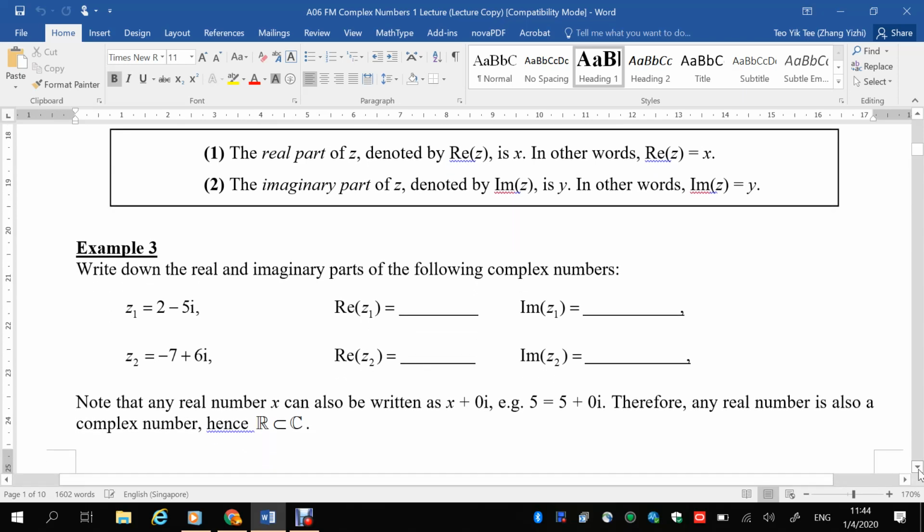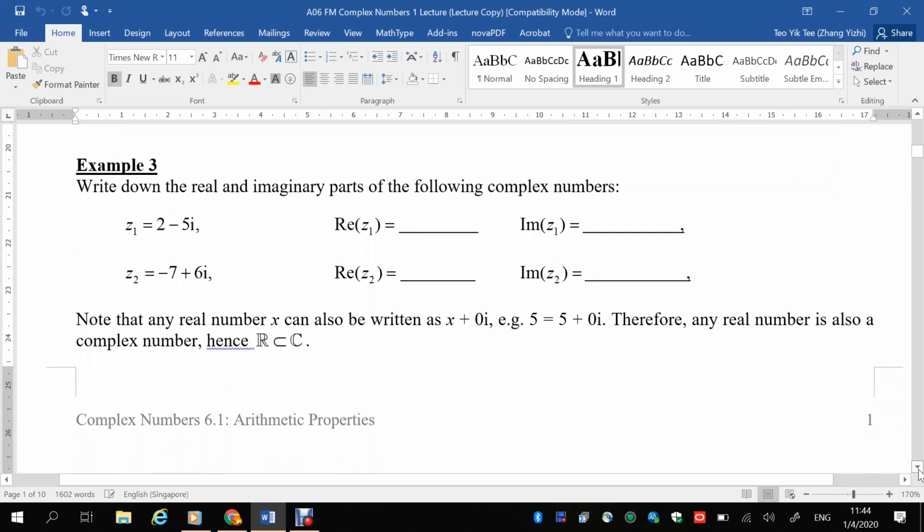Comfortable? Just now, as I was saying, I displayed a Venn diagram for you. The real number is a subset of the complex number. If you cannot remember this, never mind. Just remember, a complex number is the mother of all numbers, and everything else sits inside it.